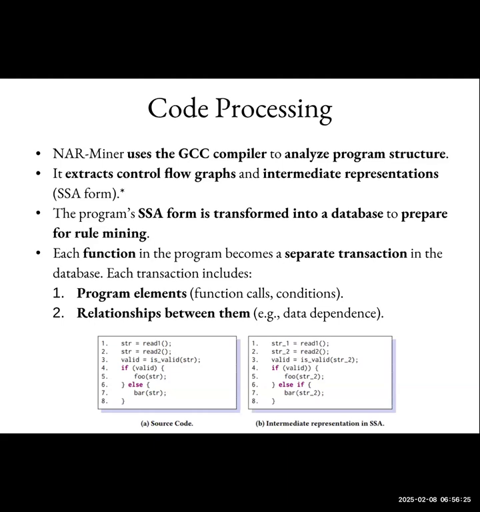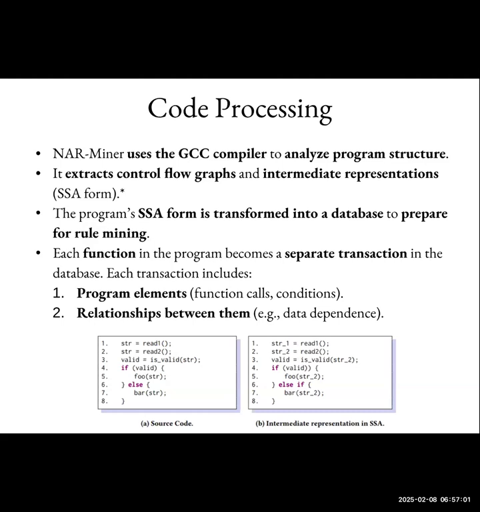It sees is_valid, foo, and bar depend on the value computed by read_to here, right? And is_valid and foo are on the same execution path, so they share the data. And foo and bar are not connected, so they do not have any semantic relationship with each other. So it generates all of these relationships and looks at the structure of the program. And then this SSA form is transformed into a database itself to prepare for rule mining.